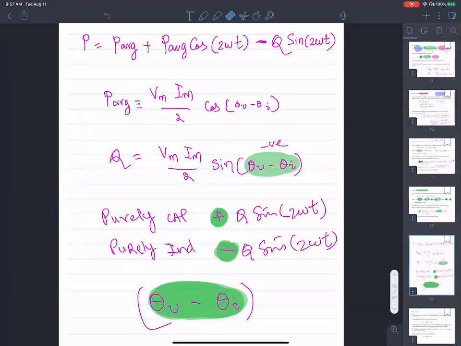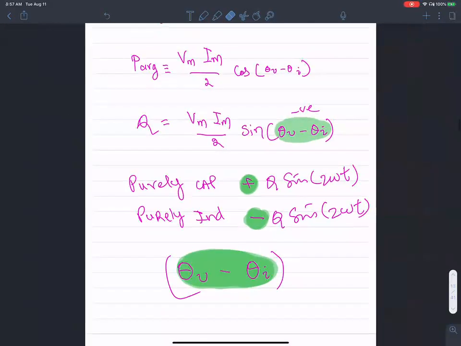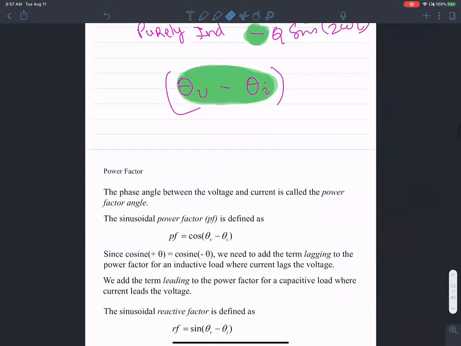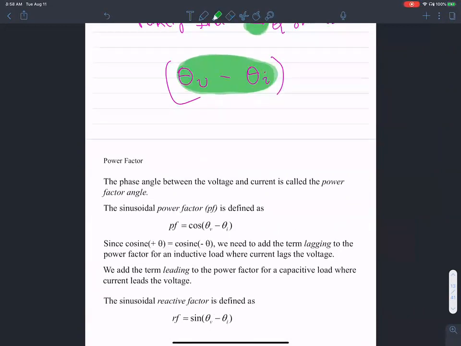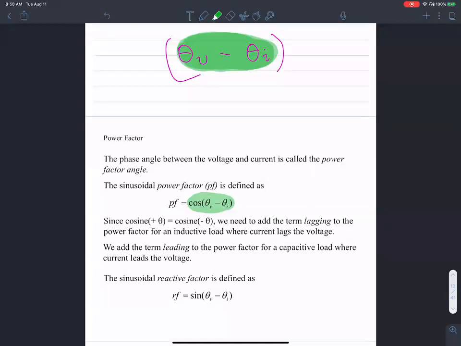The sign of this reactive power is determined by the angle theta V minus theta I. It's an important parameter, so much so that cosine of theta V minus theta I is defined as the power factor. And sine of theta V minus theta I is called the reactive factor.